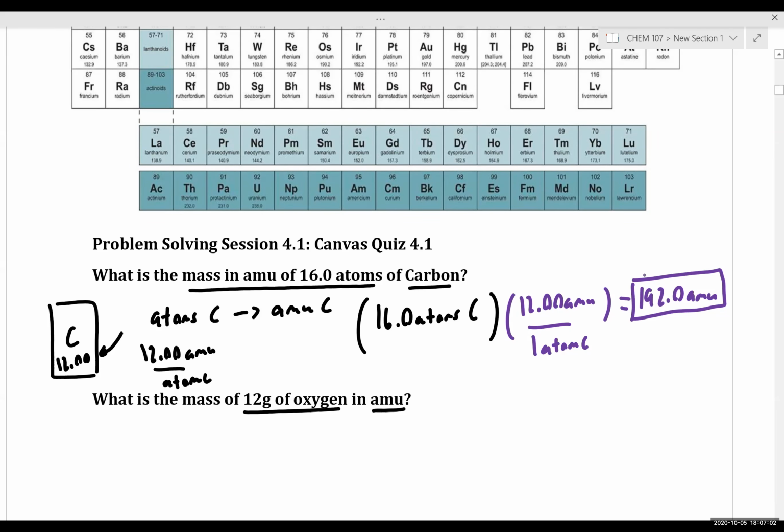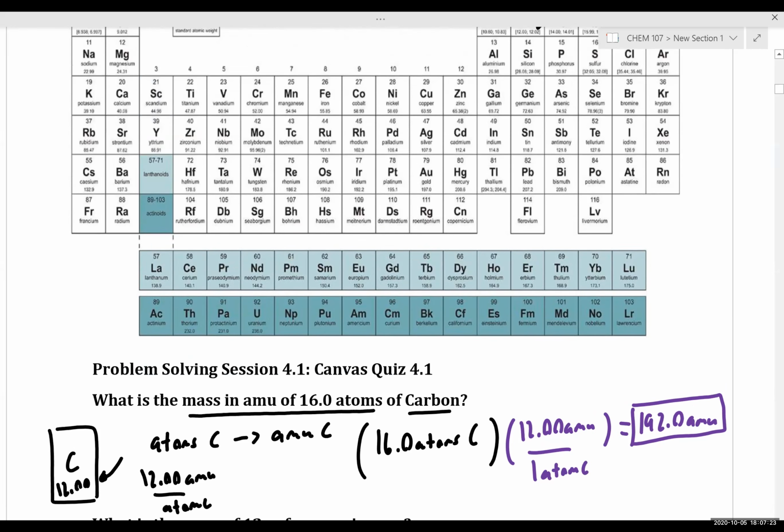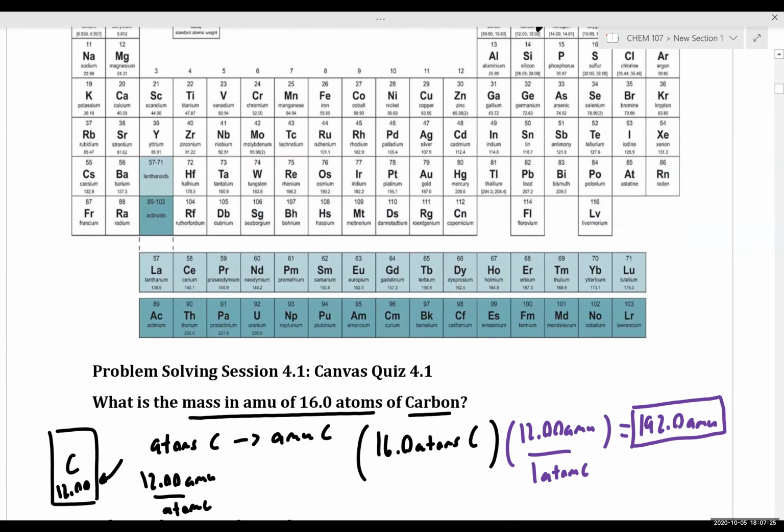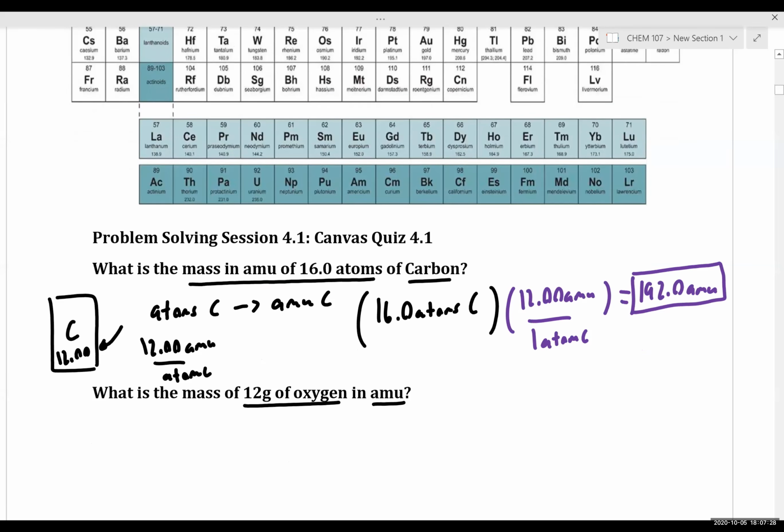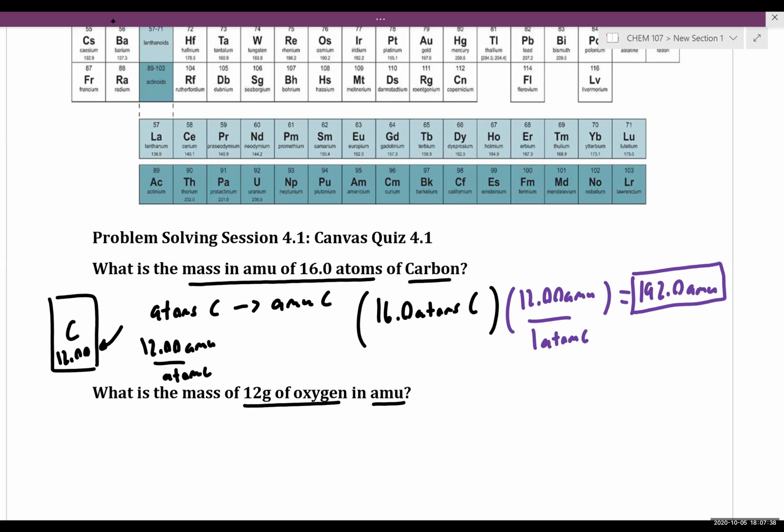Does this first example make sense to everyone? To calculate mass, we take the atoms of carbon and multiply by its atomic mass in AMU. We get the atomic mass again from the periodic table, just like we did for hydrogen. Remember, each atom has a different atomic mass. Does this first example make sense to everyone?